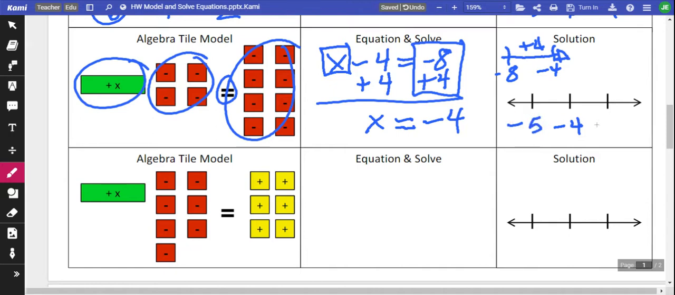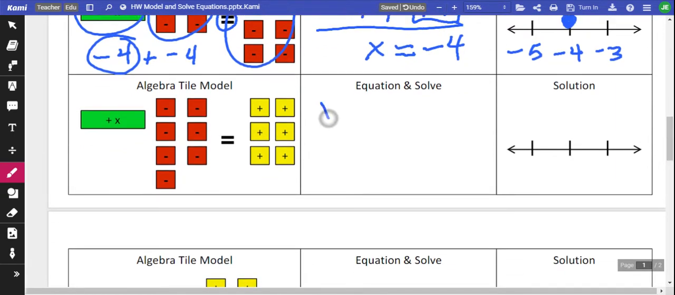So negative 5, negative 4, negative 3, solid circle. And if you checked your answer, negative 4 plus negative 4 does equal negative 8, so that answer does check out. So x minus 7, or x plus negative 7, is equal to 6.